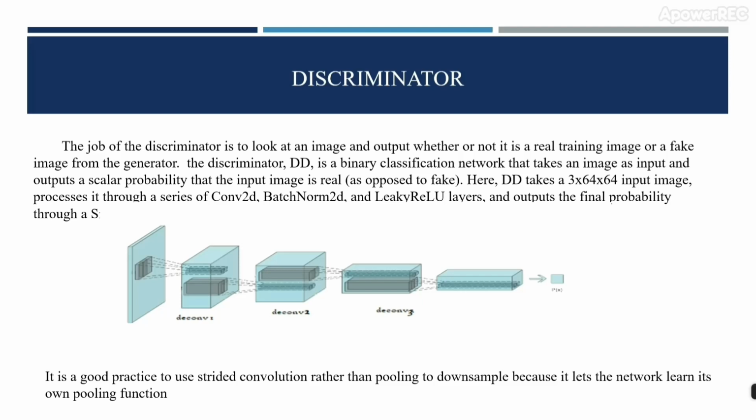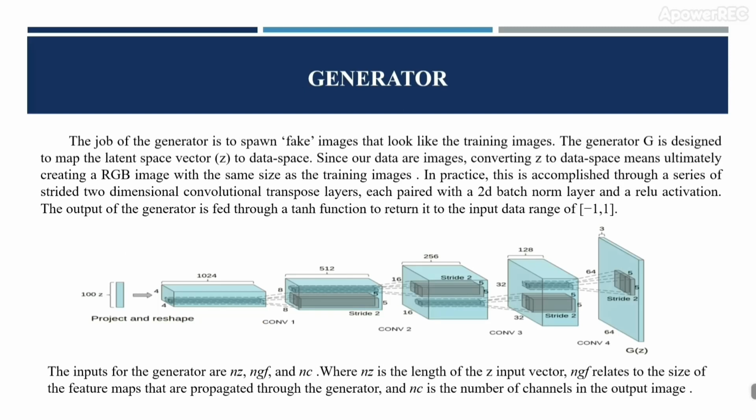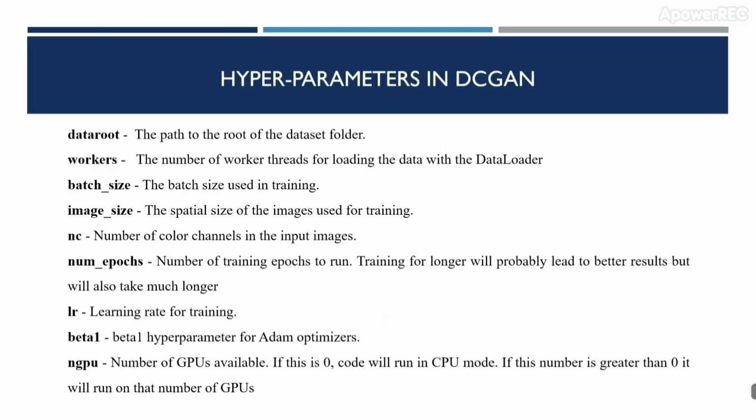Coming to the discriminator, the purpose of the discriminator is to look at an image and output whether it is a real training image or a fake image from the generator. This discriminator is a binary classification network that takes an image as input, and the output is a scalar probability that the input image is real or fake. The discriminator network takes an image as input, processes it through a series of two-dimensional convolutional layers, two-dimensional batch norm layers, and finally leaky ReLU activation layers, and outputs the final probability.